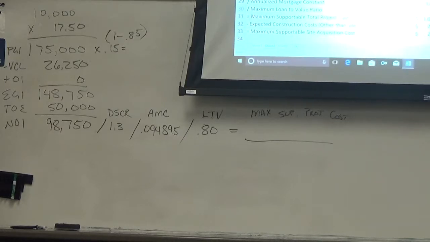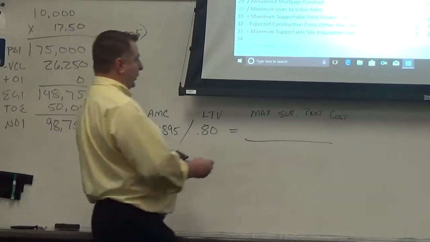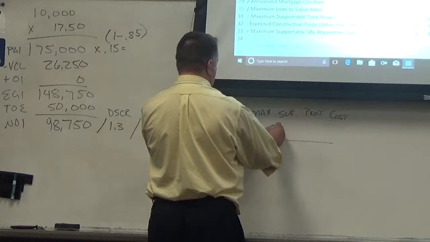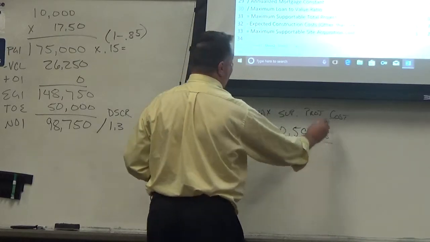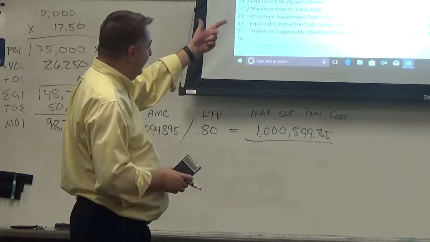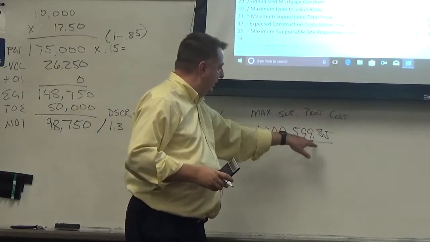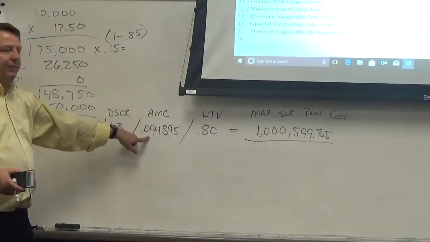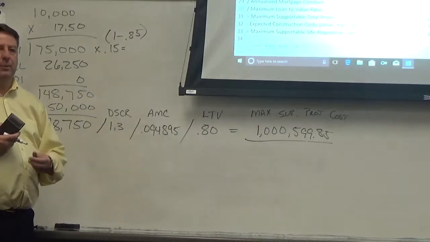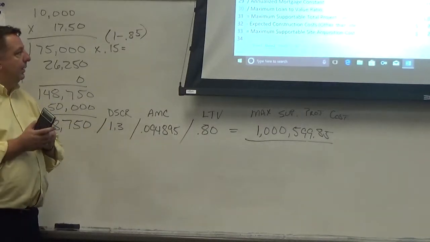98,750 divided by 1.3, divided by 0.094895, and divided by 0.8. And once again, due to rounding, it's going to be a little bit off, but it's basically 1,599,085, and up here 1,597,000. So a difference of a little over $1 and something, but only due to the rounding, because I rounded off the annualized mortgage constant. Okay, make sense?